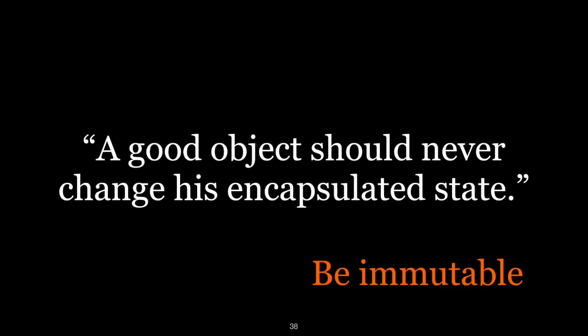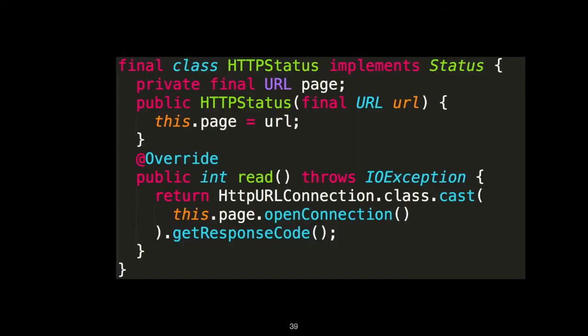Another point is that a good object, and I talked about mutability before, I'm going to talk about it again. A good object should never change its encapsulated state. So what does this mean in practice? In practice, it means being immutable. A mutable object typically can change its state after construction, for example, via setters or via some interactions we have with that object. That in turn has a lot of disadvantages, and I'll give you an example here.